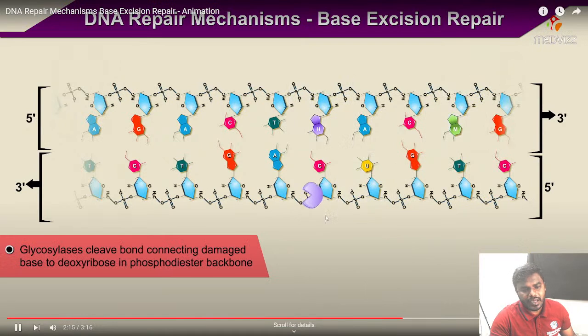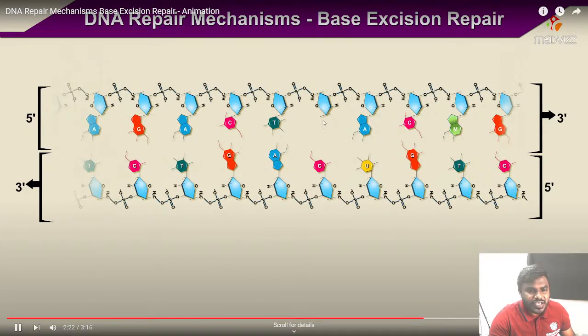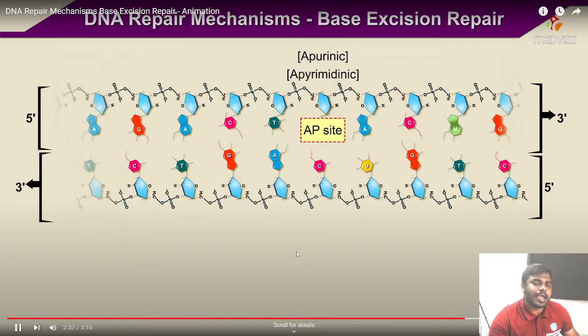The glycosylases cleave the bond between the damaged base and the ribose in the phosphodiester backbone. Simple point. The result is an intact phosphodiester backbone, but now there is a gap. This is what we call an apurinic site, a basic site, or an apyrimidinic site. Now this can be cleaved. The phosphodiester bond can be cleaved by AP endonuclease. The site missing the base is called an AP site. In this case, it is missing a purine and is therefore an apurinic site. If it were missing a pyrimidine, it would be an apyrimidinic site.